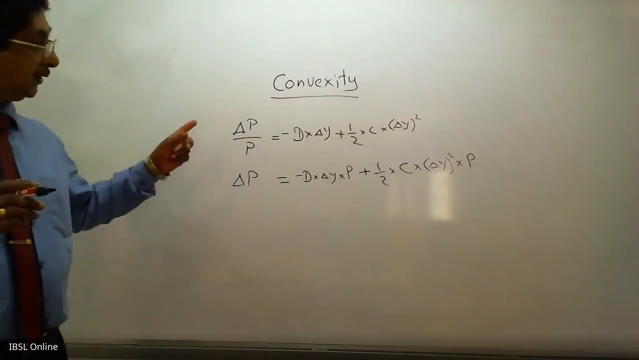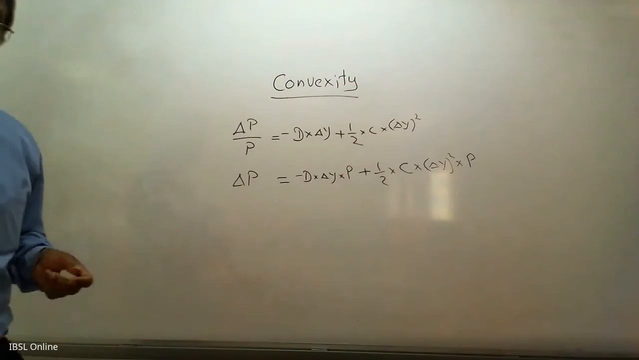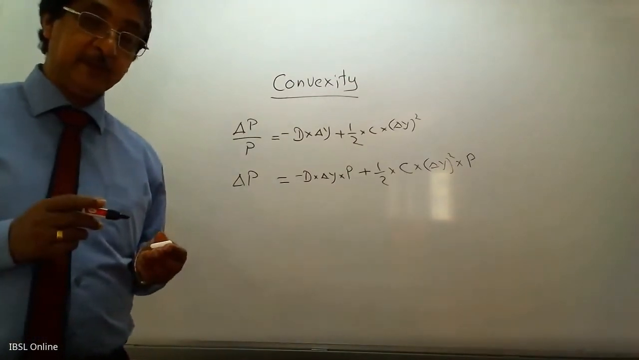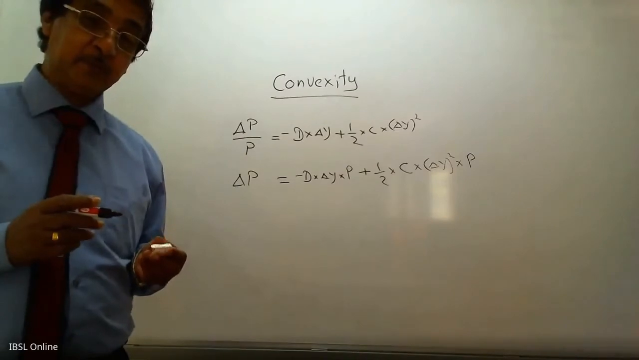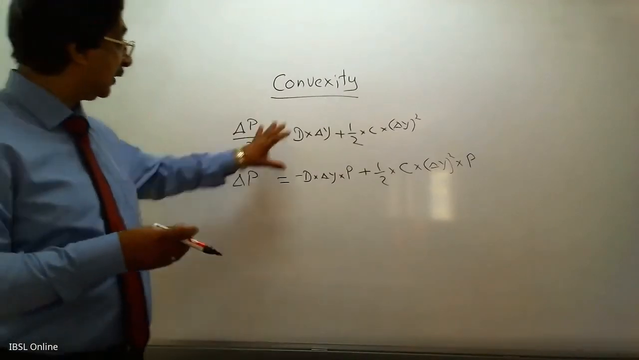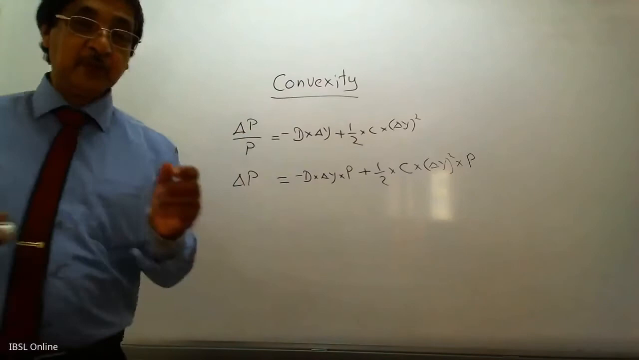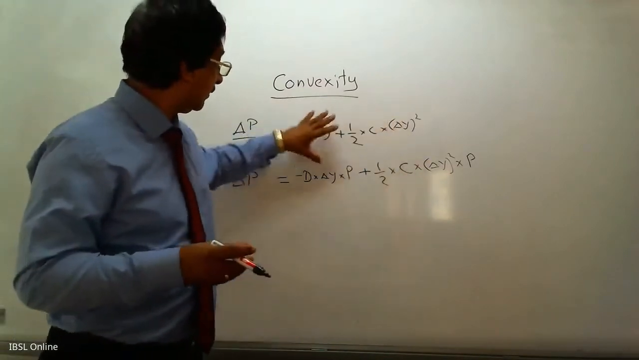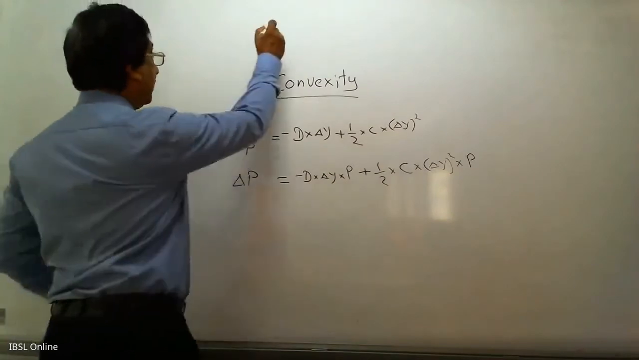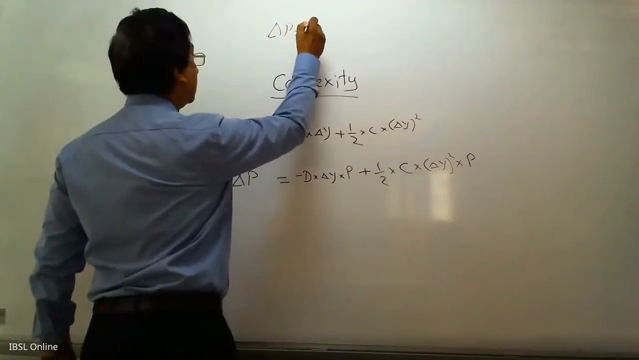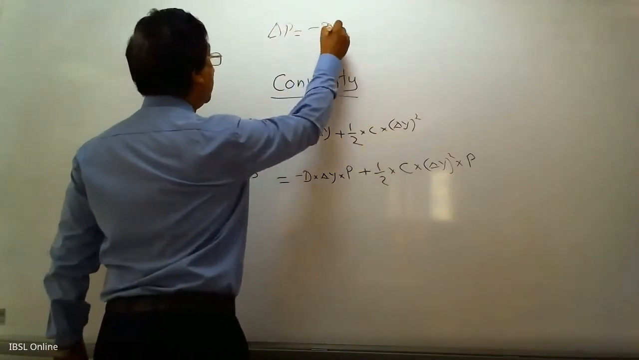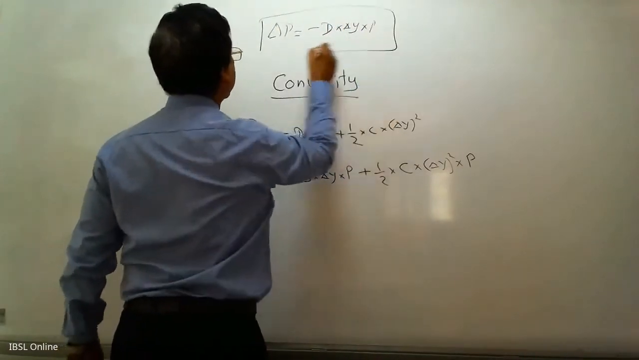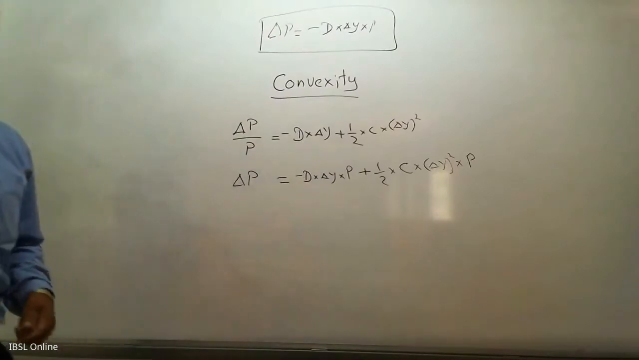Now I told you, if the interest rate change is substantial, then we are not in a position to just use duration and calculate it. But for small interest rate changes, you can use this: delta P is equal to minus D into delta Y into P. Now this particular thing we just used last time.